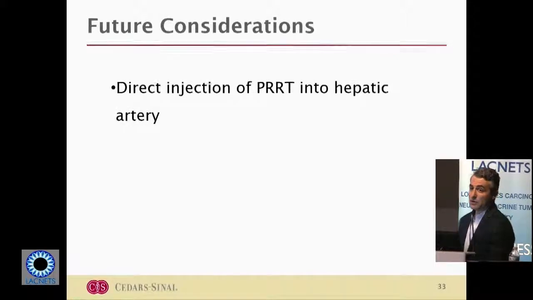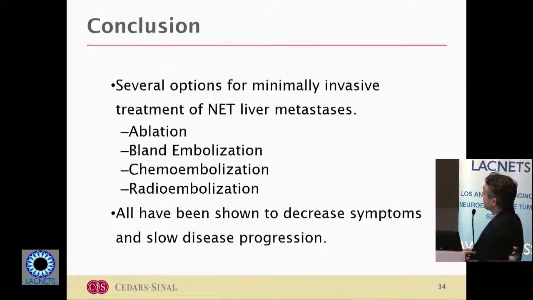Future considerations for interventional radiology and treatment of liver mets for NET. There's some studies that are going on right now that are looking at giving PRRT directly into the hepatic artery. Right now we're just injecting it into the vein and it's going all over the body. But we're looking at whether, for people who have predominantly liver metastases, directing that PRRT into the artery is going to be effective.